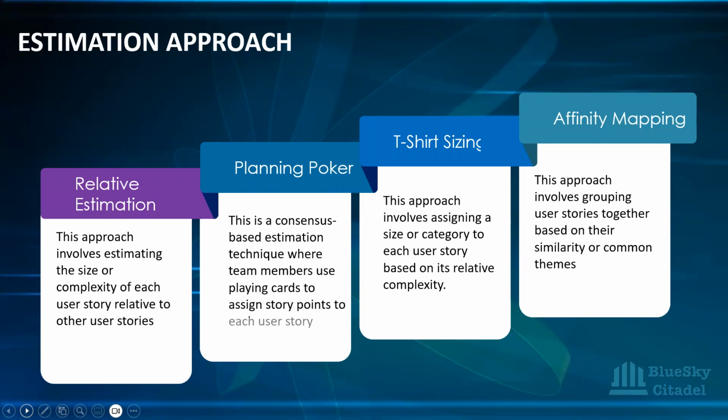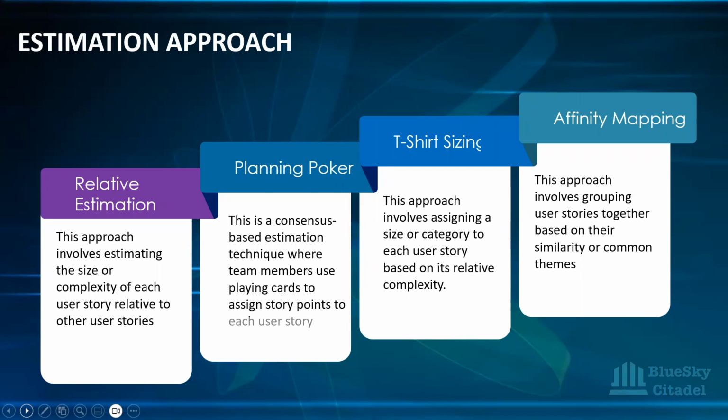And then you have the t-shirt sizing approach. This is assigning a size or a category to each story based on its relative complexity. For example, a user story may be assigned a size of small, medium, or large, depending on the amount of effort required to complete what needed to be done. Okay, so that one is t-shirt sizing.